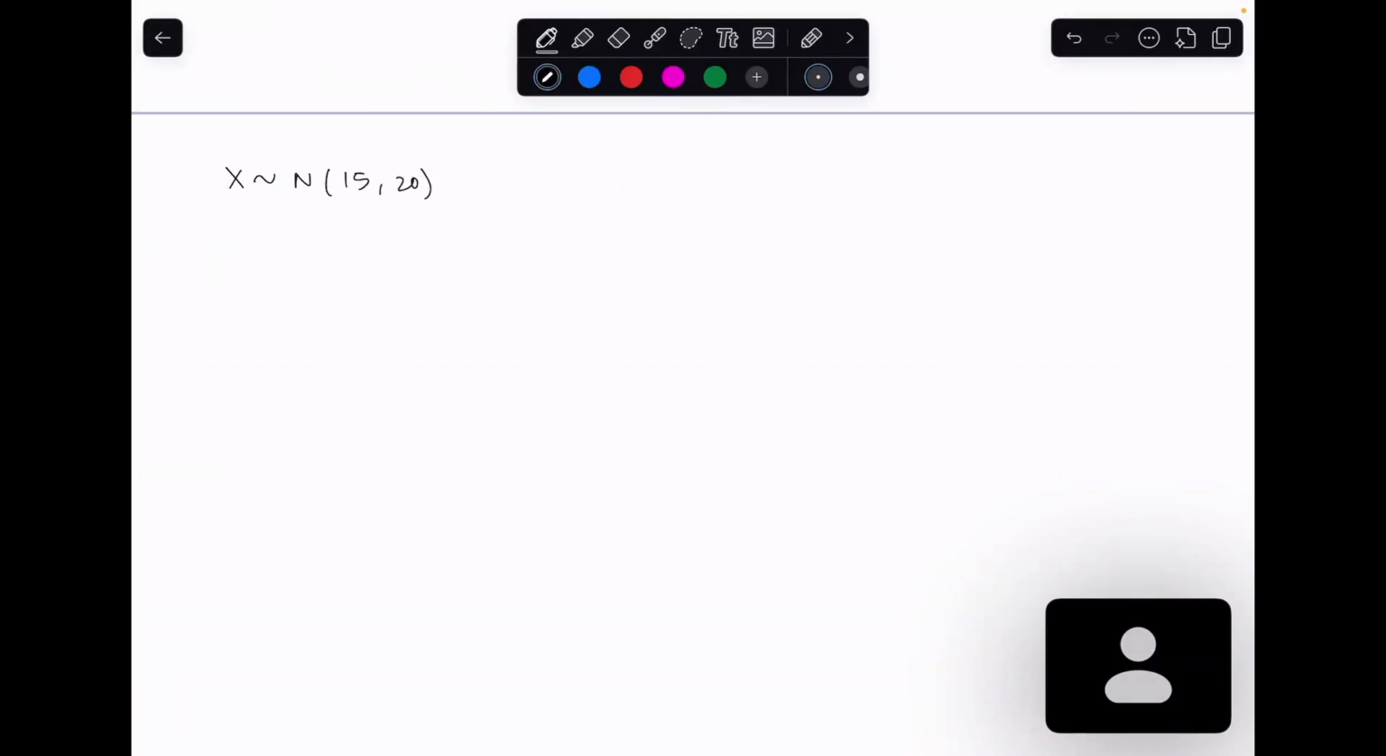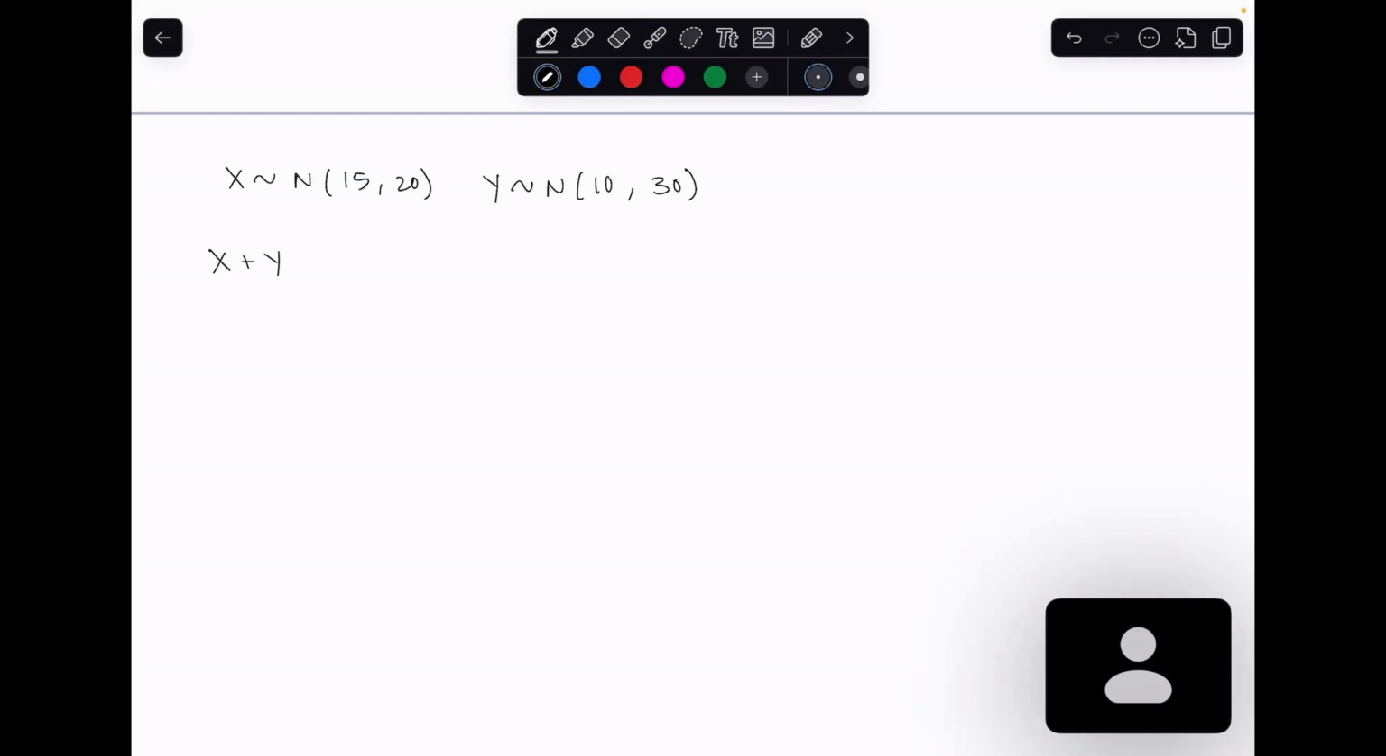Okay, next thing is another practice problem from your homework. It tells us that X is normally distributed with a mean of 15 and a variance of 20. And it tells us Y is normally distributed with a mean of 10 and a variance of 30. So it's totally possible that you get some questions like this. It asks you to find how X plus Y is distributed. So if we're given these questions, don't be afraid.